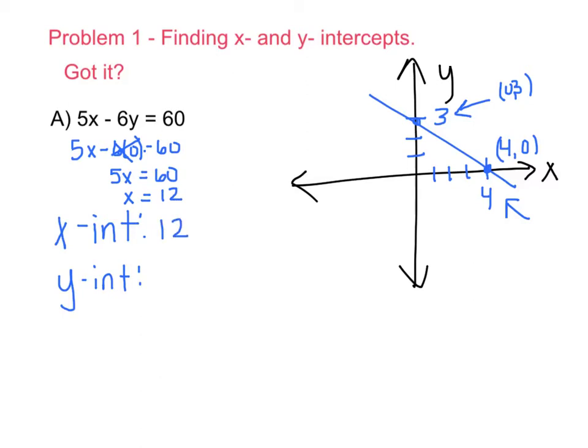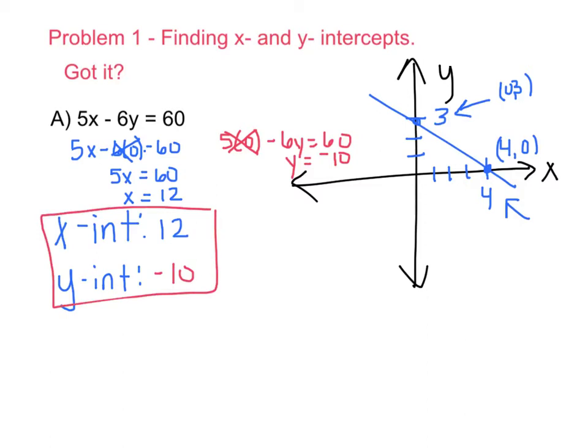To find your y-intercept, we're going to plug in 0 for x. So 5 times 0 cancels. You are left with negative 6y equals 60. Divide by negative 6, you get your y-intercept as negative 10. So our y-intercept is negative 10. And those are our two intercepts.